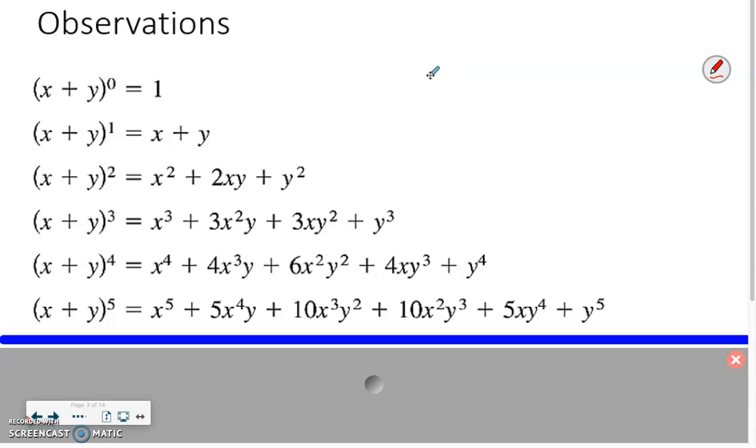And that's pretty much it. So here, x plus y, that is our binomial. X plus 5, would that be a binomial? Sure. 7x plus 5, is that a binomial? 7x plus 5y, is that a binomial? 7x plus 5y minus 1, is that a binomial? No, what's that? It's a trinomial.